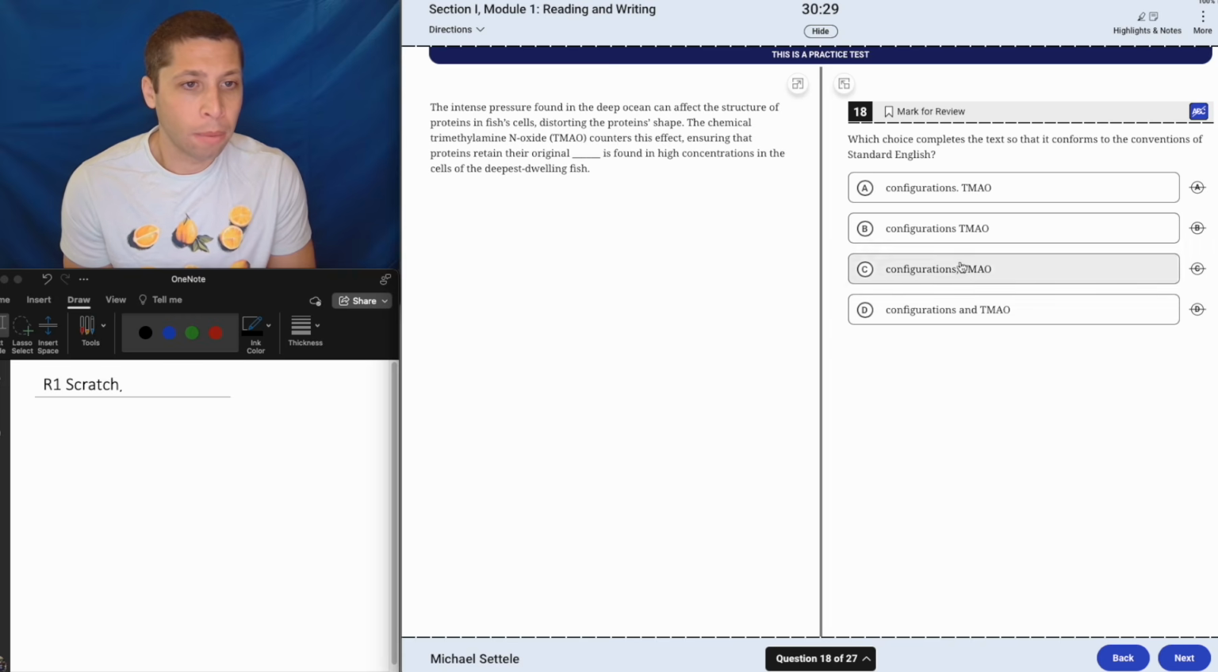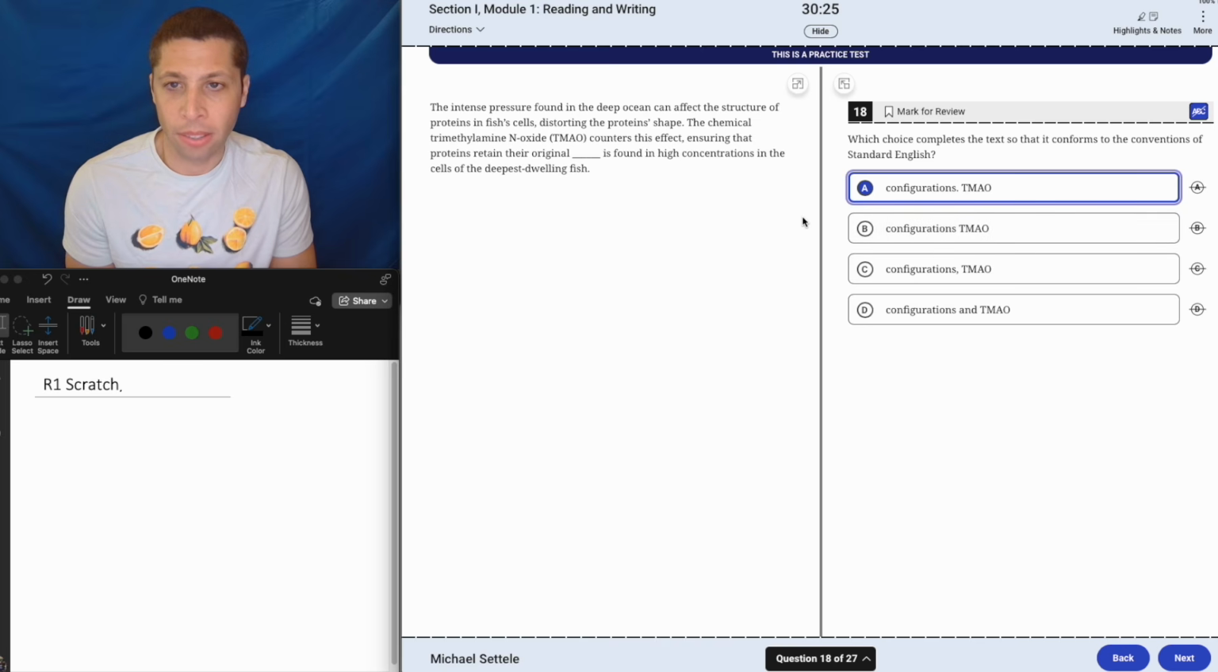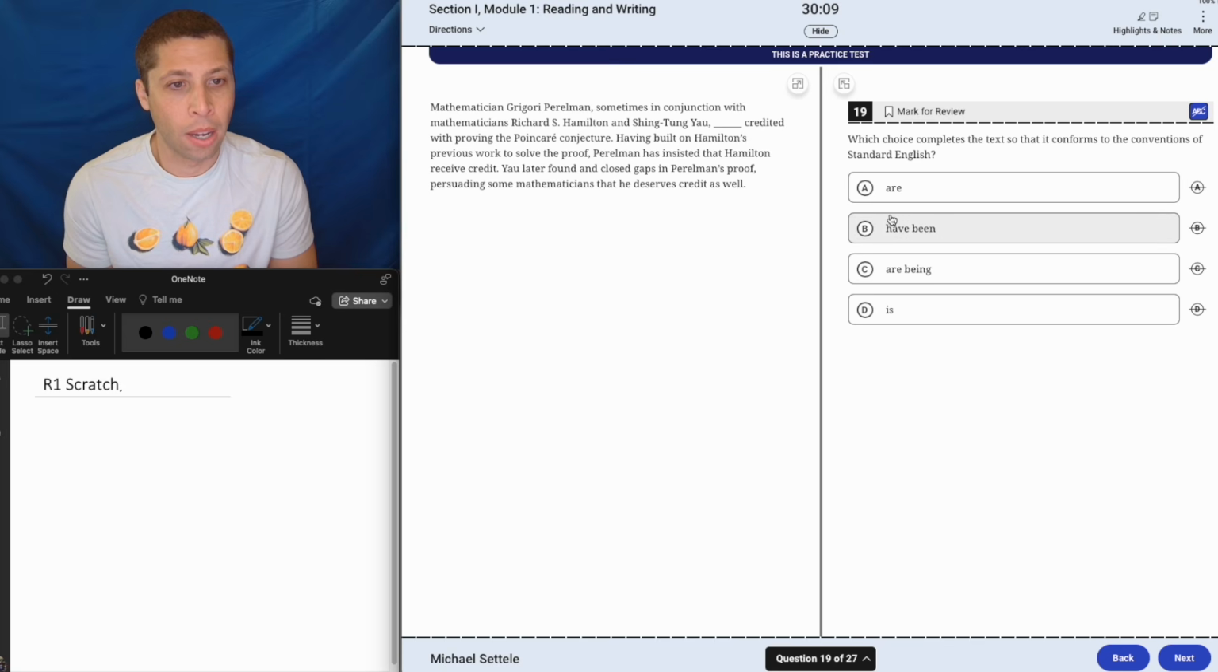Okay, so I'm already leaning towards this because if there's 2 sentences, that's kind of game over. We need this answer. The chemical whatever counters this effect, ensuring that proteins retain their original configurations. That's a sentence. TMAO is found in high concentrations in the cells of the deepest dwelling fish. That is a sentence. No other choice allows me to join 2 sentences or separate 2 sentences. Okay, plural, plural, plural, singular, so it's probably D.